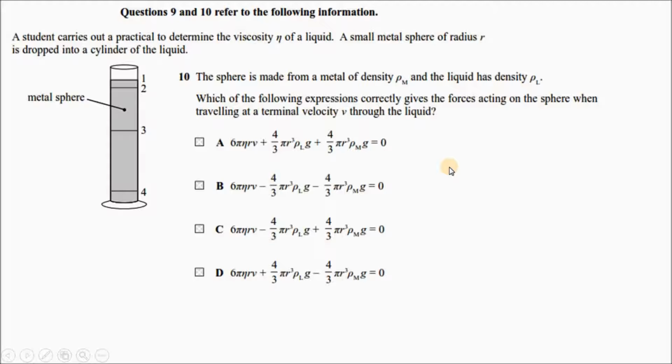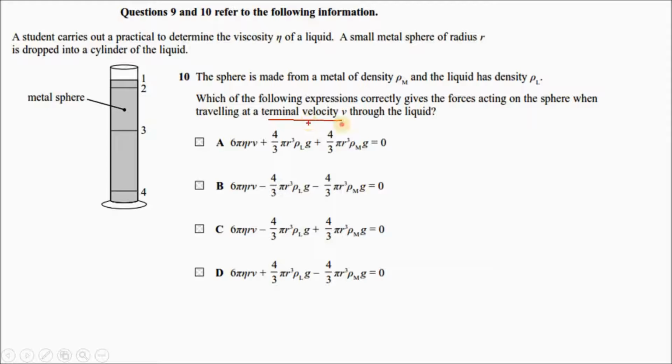The sphere is made from a metal of density rho m, and the liquid has density rho L. Which of the following expressions correctly gives the forces acting on the sphere when traveling at a terminal velocity?